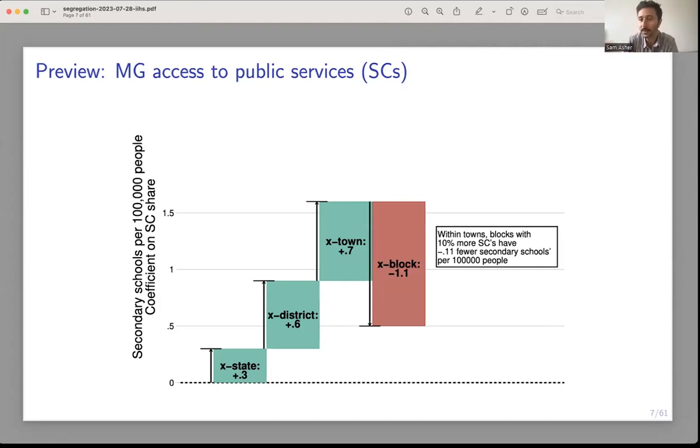But then when you zoom into the neighborhood level, the level at which I was arguing a lot of life is lived, the level at which students access things like education, you see that a lot of this positive targeting is undone. Places with more SCs, neighborhoods with more SCs, still end up having more secondary schools, but far fewer than they would if there weren't this massive negative selection, where secondary schools are targeted to the neighborhoods that have far fewer SCs than the neighborhoods that have more.